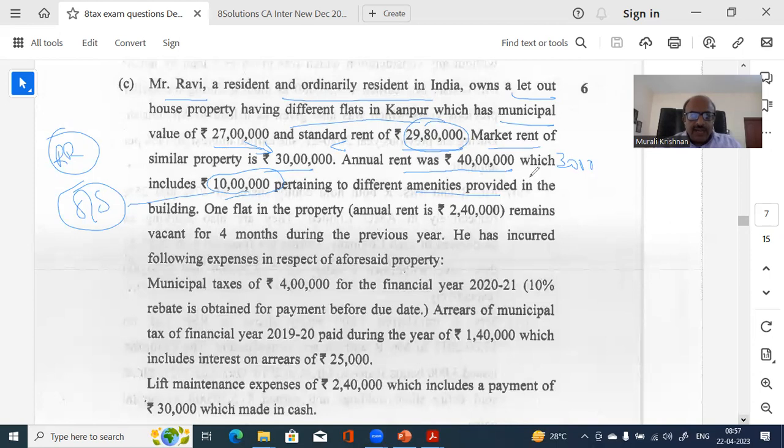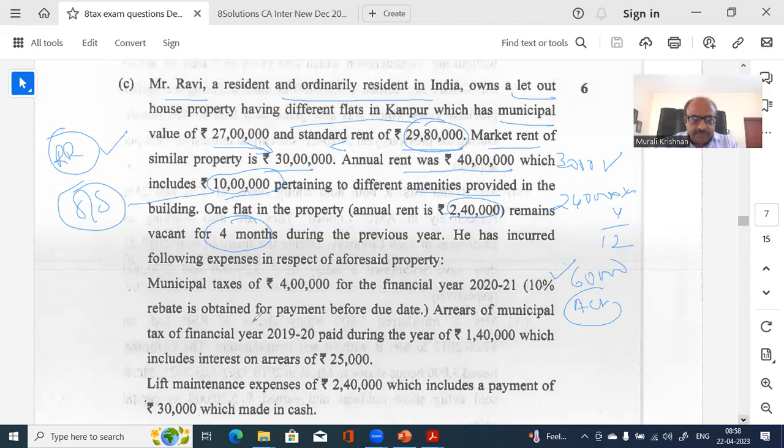Now, so many flats are there. We don't have to do it separately for each flat. They are saying out of the 30 lakhs, one flat which has an annual value of 2 lakh 40,000 remains vacant for 4 months. So 2 lakh 40,000 into 4 by 12 will be the vacancy. That is coming to how much? 60,000, I believe. You have to reduce this 60,000 from the 30 lakhs, the actual annual rent, and that will give you the actual rent receivable. Actual rent receivable and this reasonable rent you have to compare. We will see that.